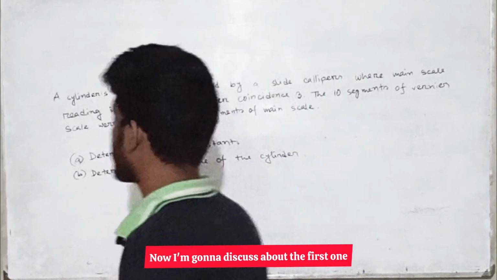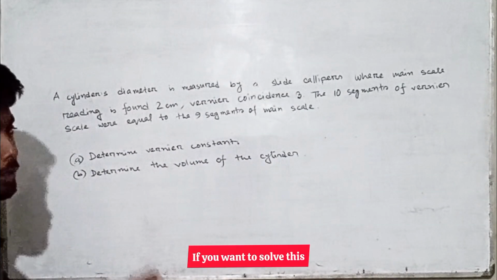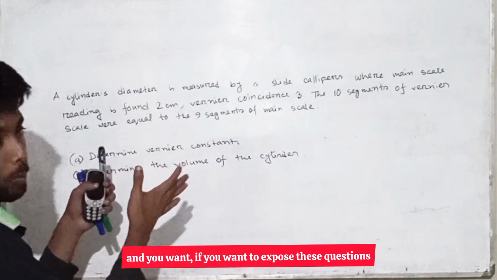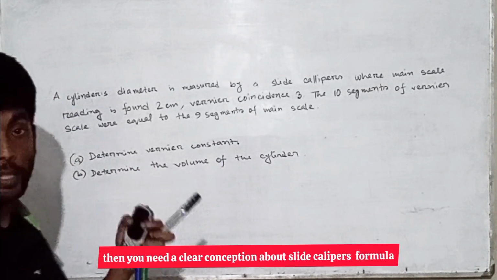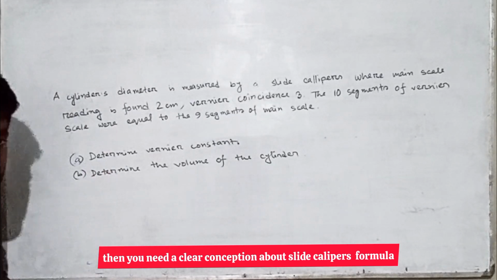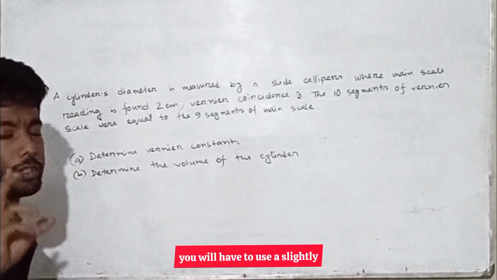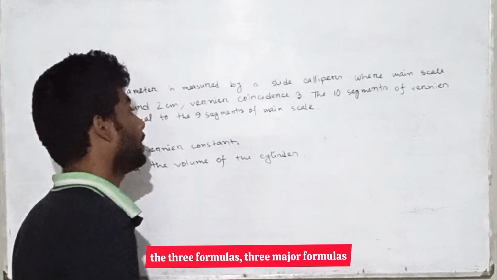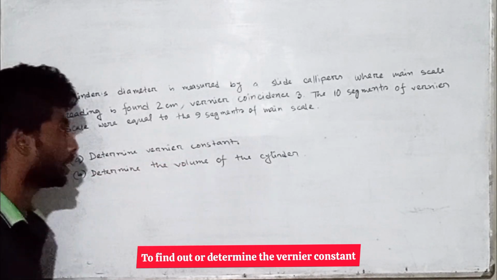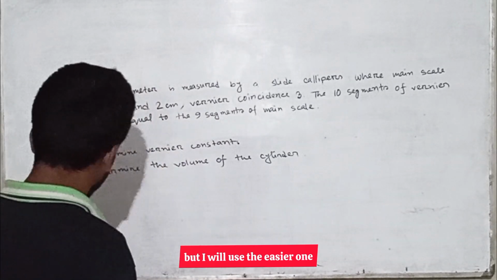Now, I'm going to discuss the first one. If you want to solve this question, you need a very clear conception about slide calipers formulas. Slide calipers has 3 formulas. To determine the Vernier constant, you have 2 formulas, but I will use the easier one.